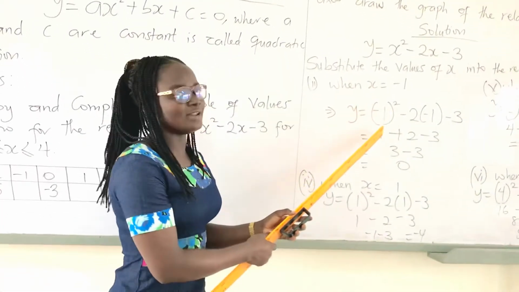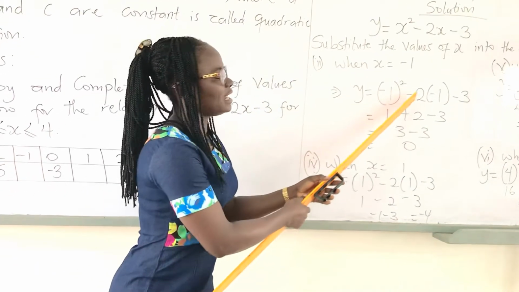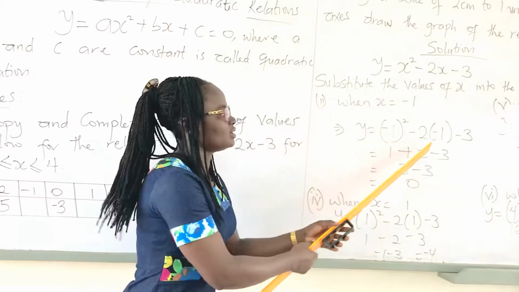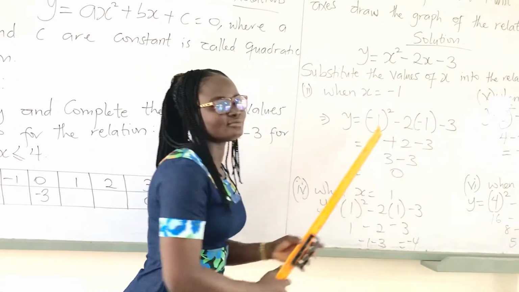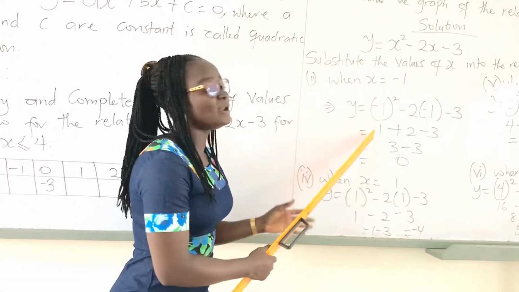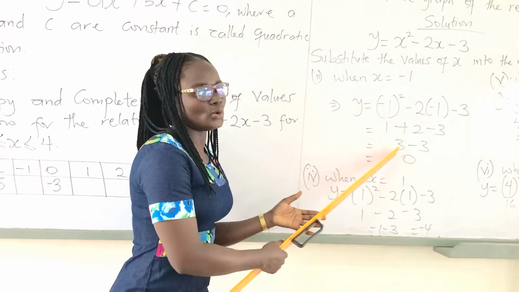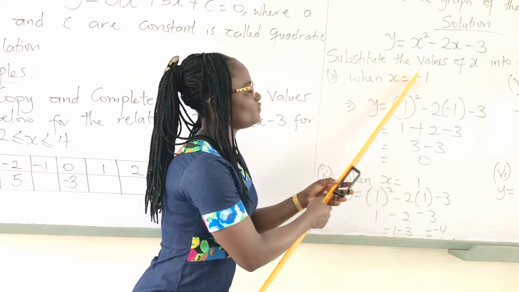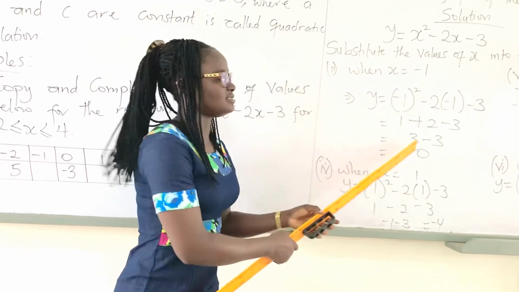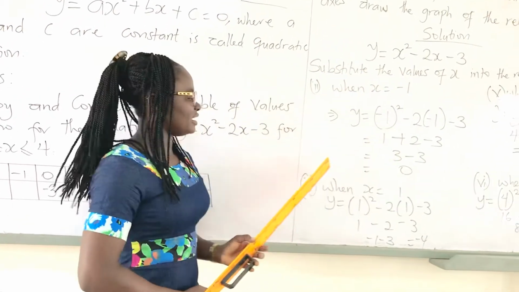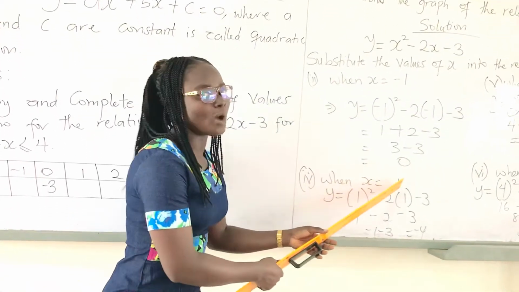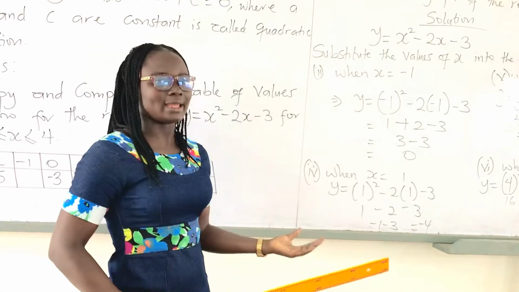-1 all squared is giving us 1. Then -2 times -1 is giving us +2 minus 3. Simplifying this, we are going to get 0. So we can say that when x is -1, our y is 0. The next we have is when x equals 1, what is our y?